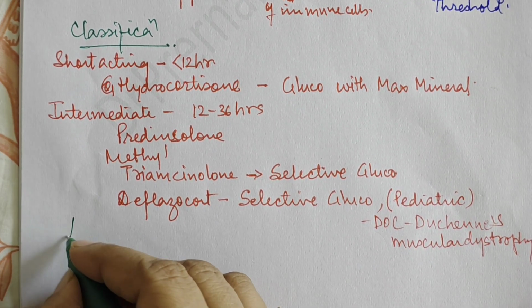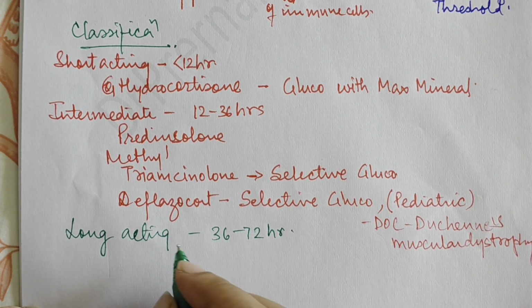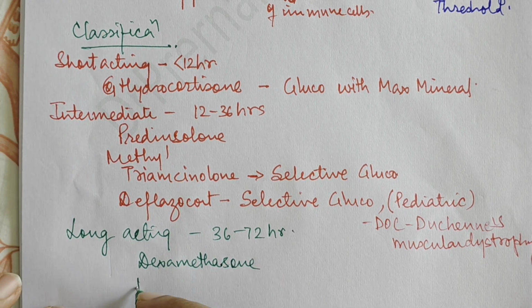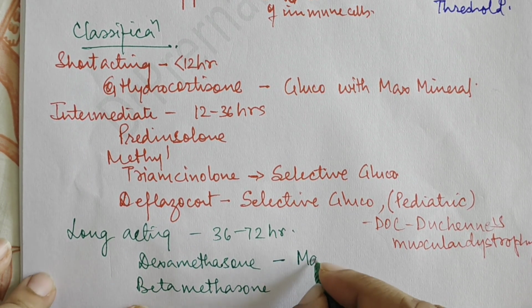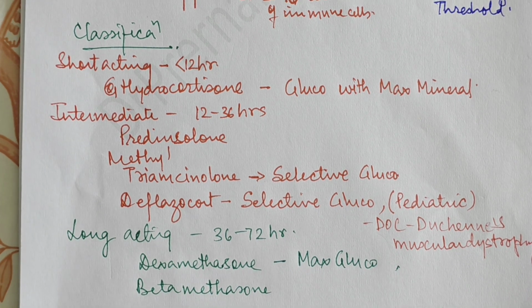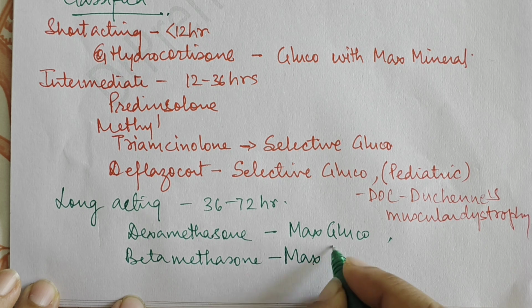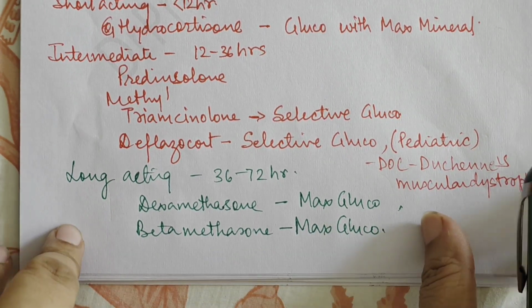Then we have long acting, right, which are 36 to 72 hours long, and in this we have dexamethasone and betamethasone, and dexamethasone is the one which is having maximum glucocorticoid activity. Then betamethasone is again having a maximum glucocorticoid activity, right? Then in this there are some more drugs. I'll take it on another page because here we don't have any space, but I need to come back to this part again.